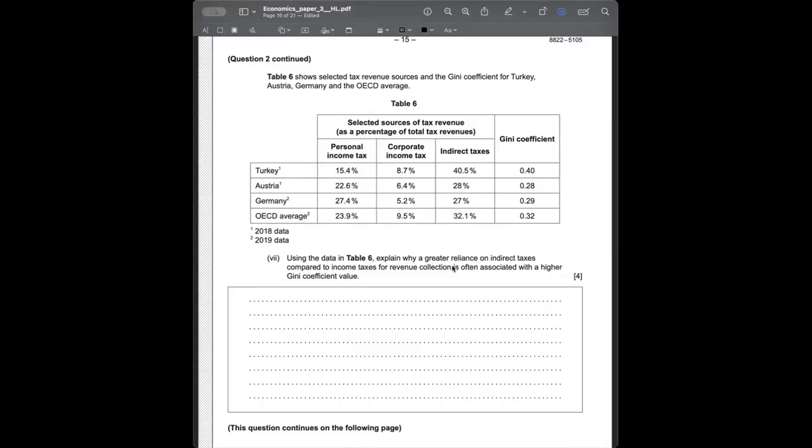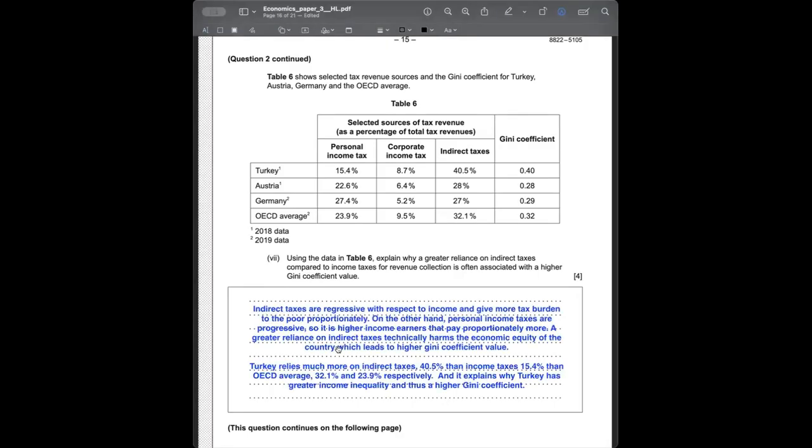Using the data in table 6, explain why a greater reliance on indirect taxes compared to income taxes for revenue collection is often associated with a higher Gini coefficient value. I can explain that indirect taxes are regressive with respect to income, and they give more tax burden to poor people proportionately. In this regard, if there is a greater reliance on indirect taxes in the country, it means technically the country harms its economic equity by leading to a higher Gini coefficient value.